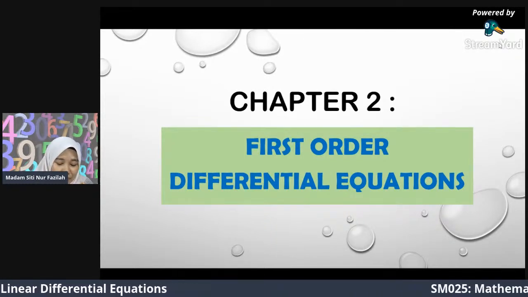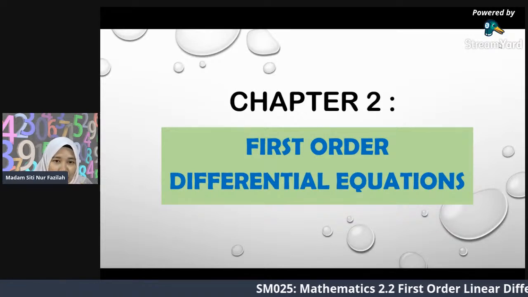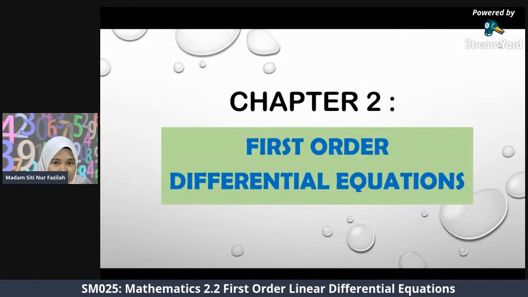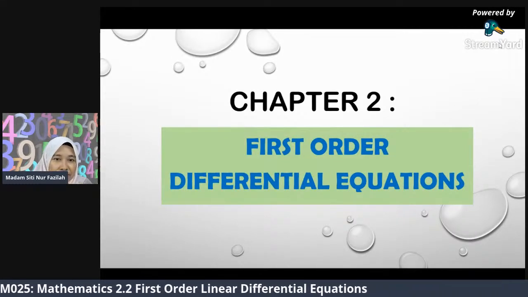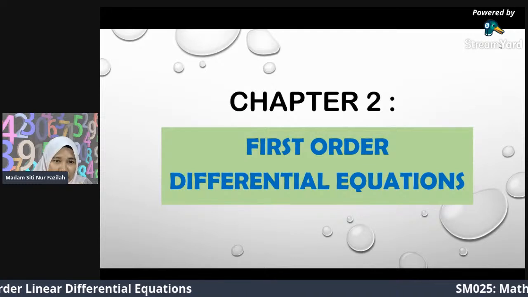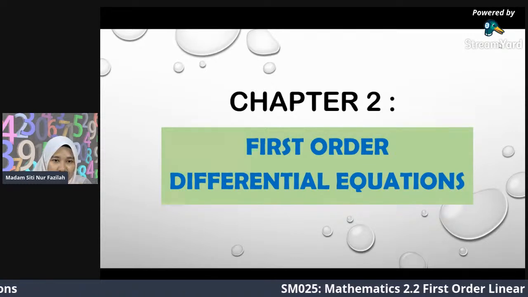Okay, on Sunday we have done the lecture on subtopic 2.1, separable variable. We are still in chapter 2. The topic is first order differential equation. Today we will discuss subtopic 2.2.